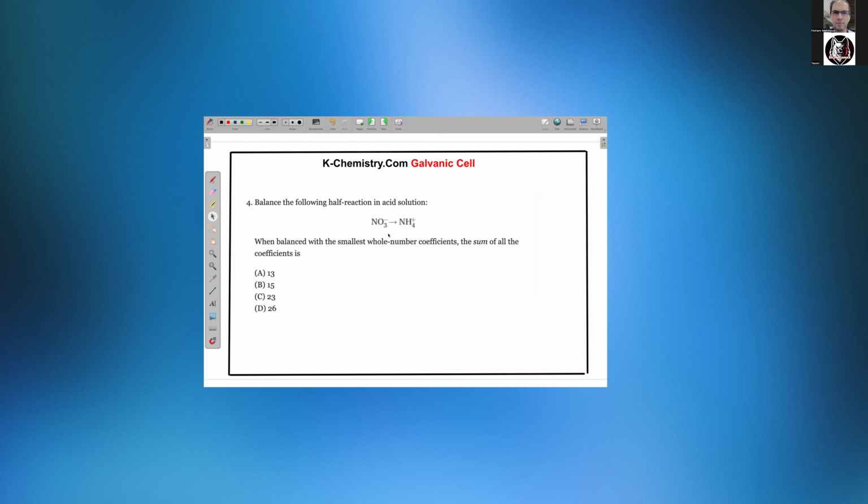Okay. Shall we do it together? Yes, better to do it together. This is NO3 minus changed into NH4 plus. So what do I need to balance it? I need oxygen, right? How do you add oxygen? By adding water, correct? So I need to add water.